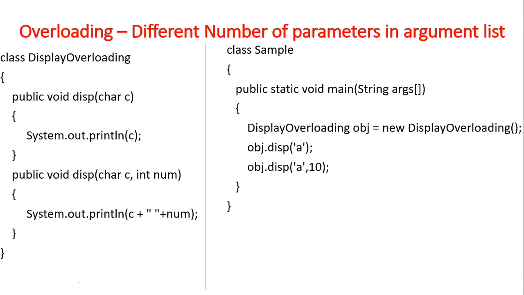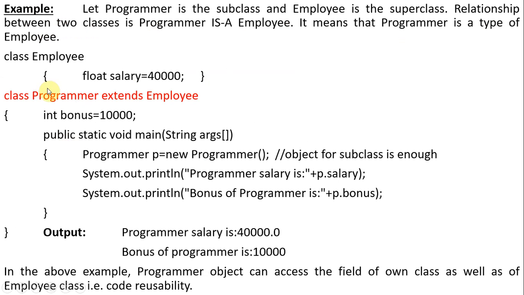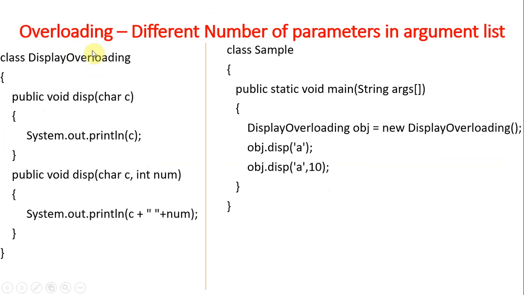Okay, so I am trying to say here we are creating an object for the subclass. To access the superclass variables in the subclass, we create an object for the subclass, but it is not the case earlier. So we have a class DisplayOverloading, in that we have two methods, and a class Sample. More than one class we can also create. From the earlier classes we learned all these.